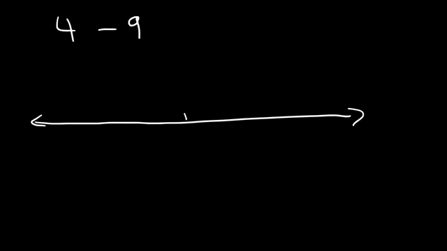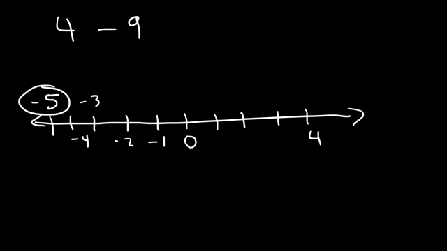So let's try 4 minus 9. We're going to start with positive 4, and we're going to travel 9 spaces towards the left. 1, 2, 3, the 0 makes 4, 5, 6, 7, 8, 9. So notice that we ended at negative 5. So 4 minus 9 is negative 5.